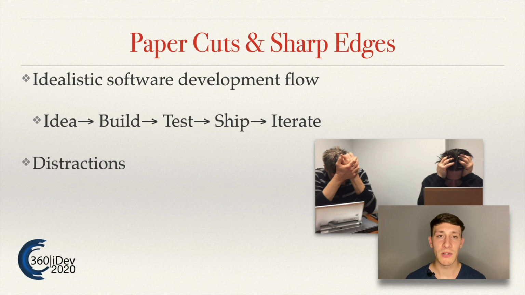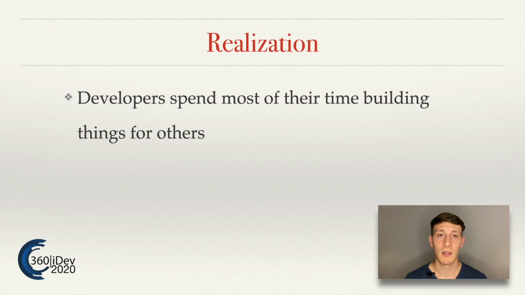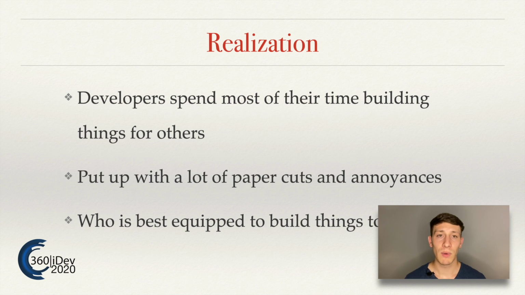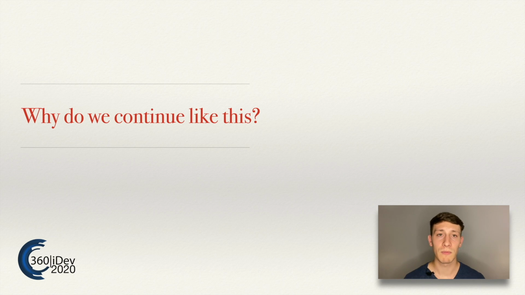So I had this realization that developers, we spend most of our time building things for others. We want to deliver these delightful experiences, and we want to give our users ways to work faster and live better lives. But in doing so, we encounter a lot of paper cuts, a lot of sharp edges, and our experience delivering these apps is not so delightful. So why is it that we continue like this? Why don't we make these go away?